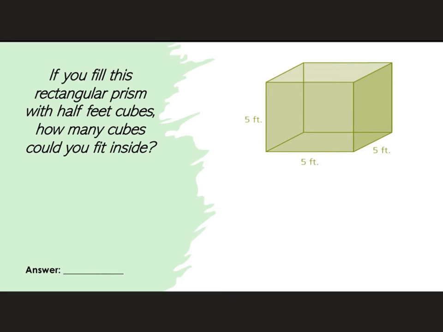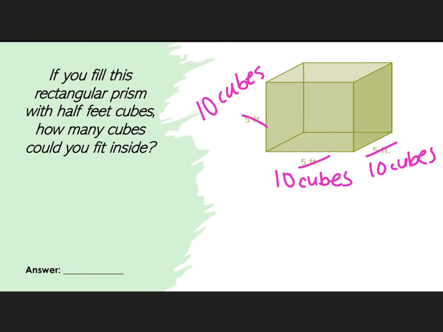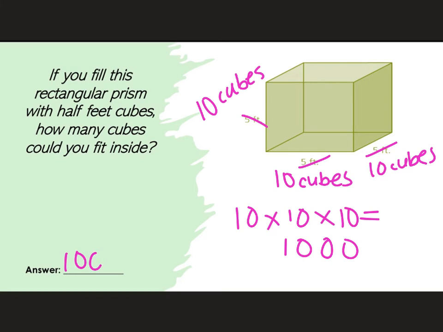All right, if you fill this rectangular prism with half feet cubes, how many cubes could you fit inside? Each of these side lengths is 5 feet. Well, 2 half feet cubes fit in 1 foot, right? A half plus a half is a whole. So in 5 feet, I could fit 10 cubes. So each of my side length, width, and height would be 10 by 10 by 10. So to figure out how many cubes I could fit inside the whole prism, 10 times 10 times 10 will give me my answer of 1,000 cubes.